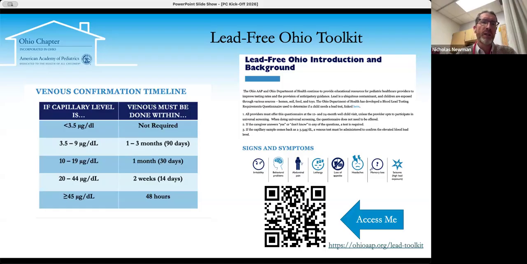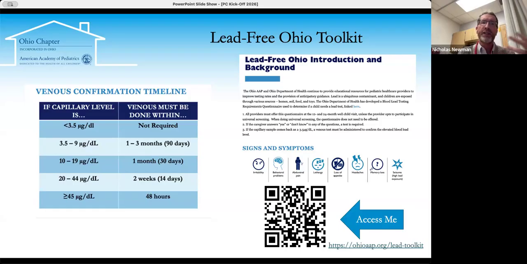And so the recommendation is that if the capillary level is less than 3.5, it's not required that the venous level be rechecked. But if there's any detectable amount of lead, your ears should perk up just a little bit, because the average lead level for children in the United States, the geometric mean lead level, is less than 1. So if you have someone that is detecting anything, they're already in at least the top 50th percentile.